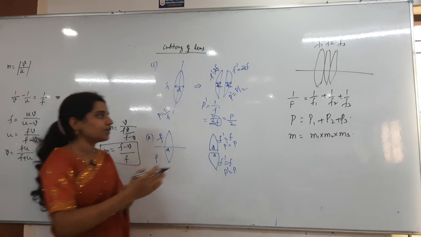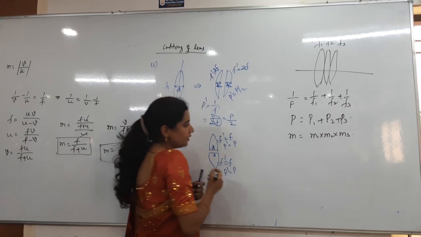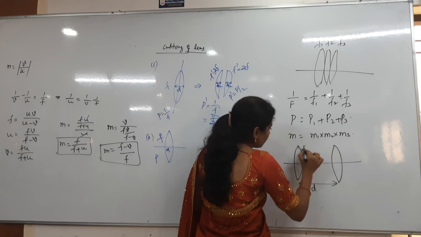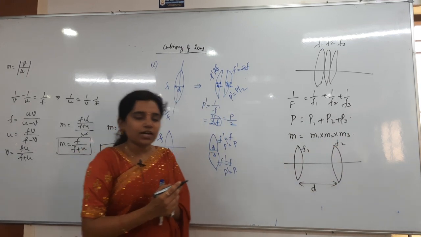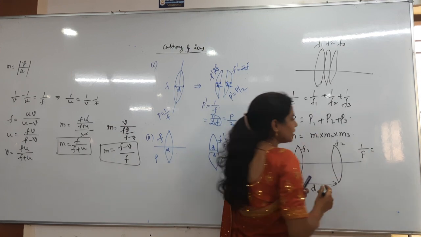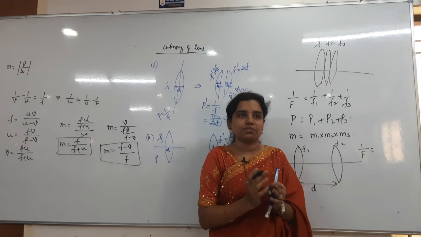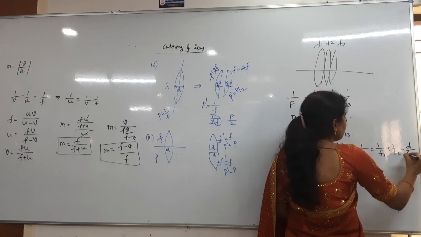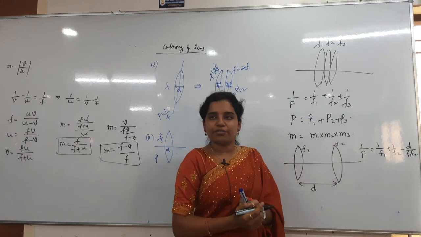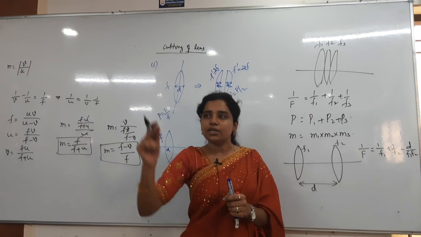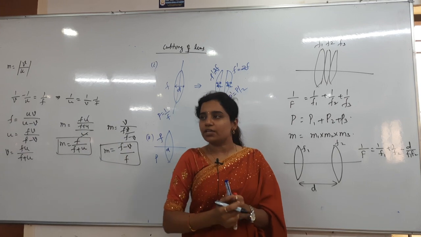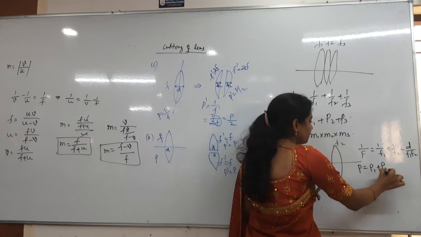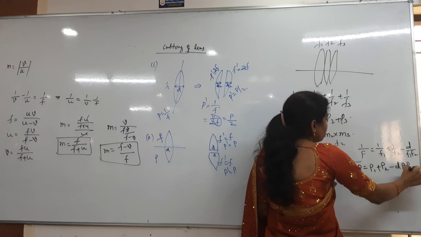At that time focal length will become this much, power will be this much, and magnification is this. Now whenever the lenses are placed at a distance d apart, what will be the focal length? Any idea? The focal length will get decreased. Why? Because the distance between them is increasing. So 1 by f is equal to 1 by f1 plus 1 by f2 minus d by f1 into f2. That is the formula. You have to remember mainly 1 by f1 plus 1 by f2 minus the distance between them divided by the product of the focal lengths. Now tell me in terms of power. P is equal to P1 plus P2 minus d into P1 into P2.